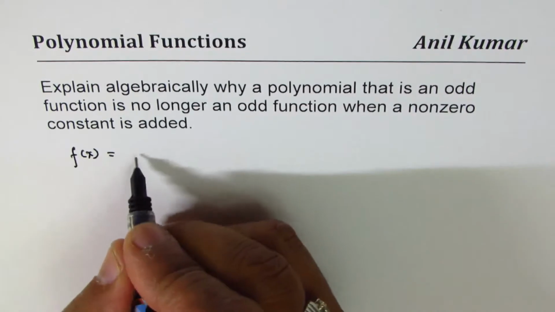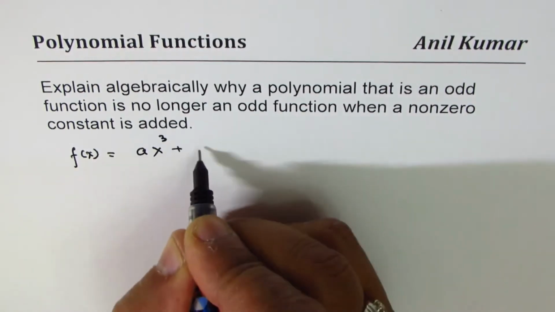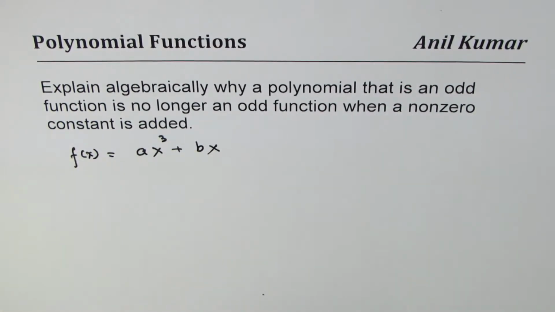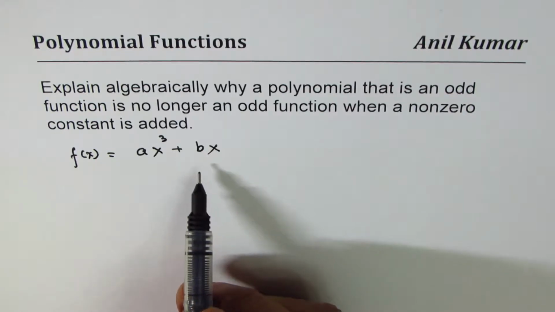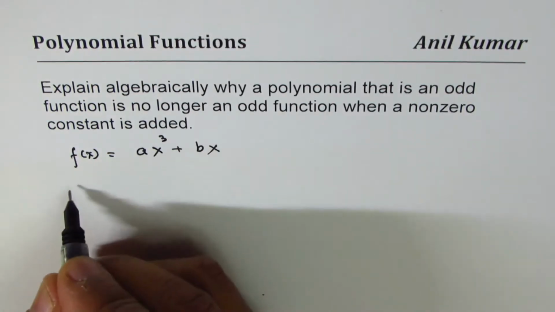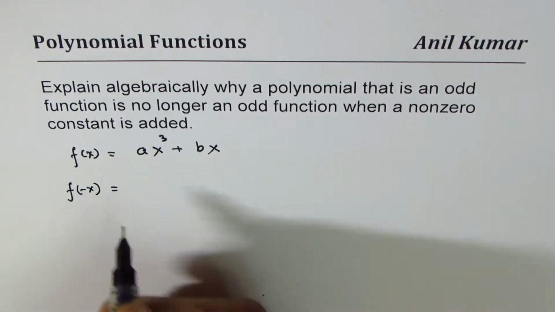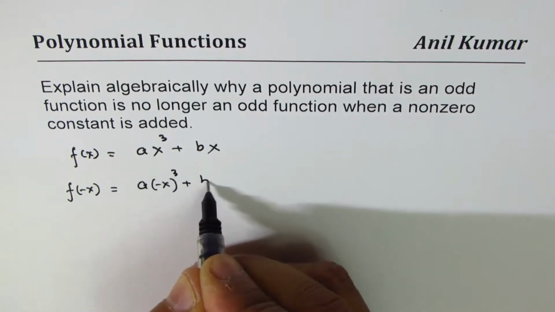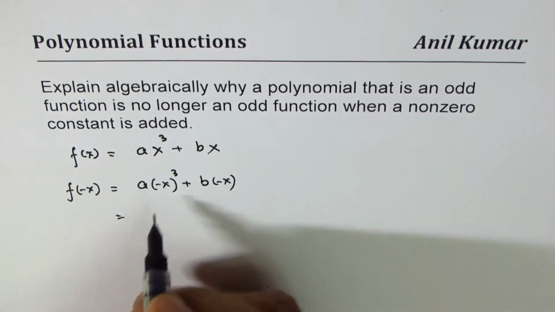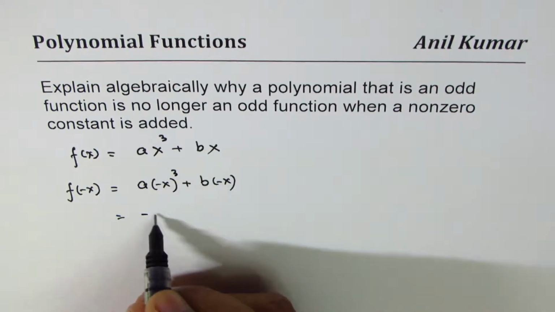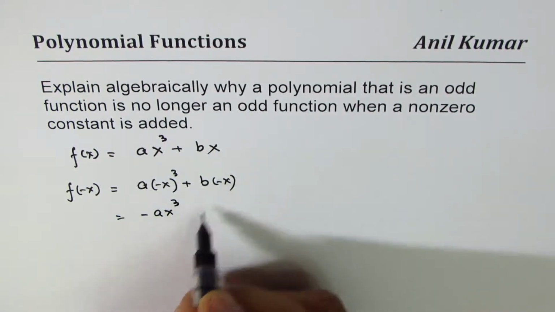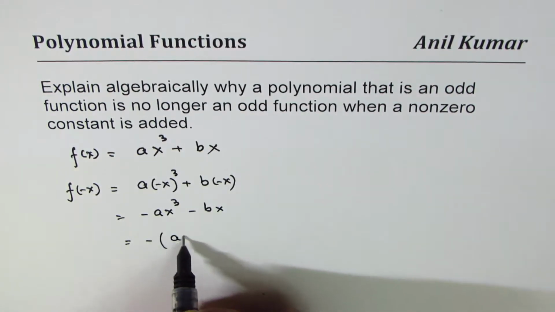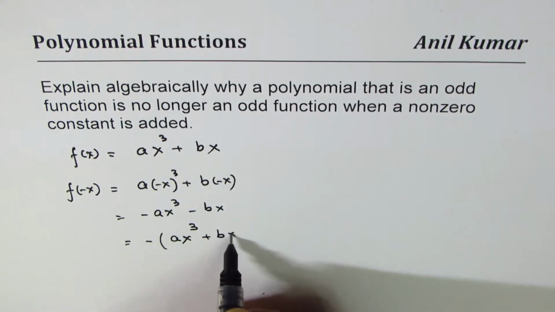And I'm going to take a general equation, ax cubed plus bx. Let's say this is our polynomial. Now this polynomial is an odd function. How do we prove that? We can find what f of minus x is. Replacing x with minus x, we get a times minus x cubed plus b times minus x. And minus x cubed is negative, so we get minus ax cubed. This is also negative, minus bx, which could be written as negative of ax cubed plus bx, correct?